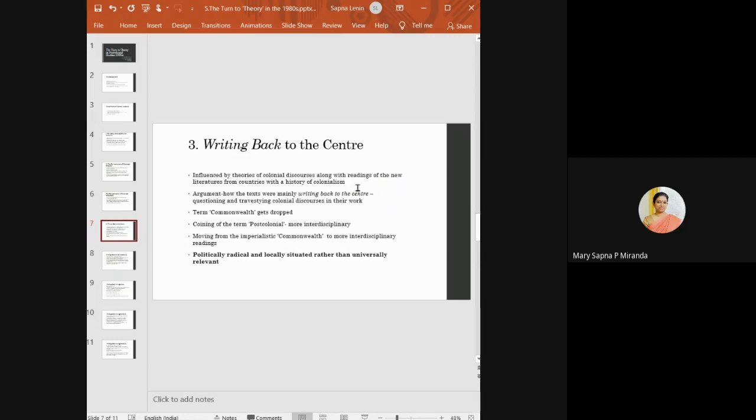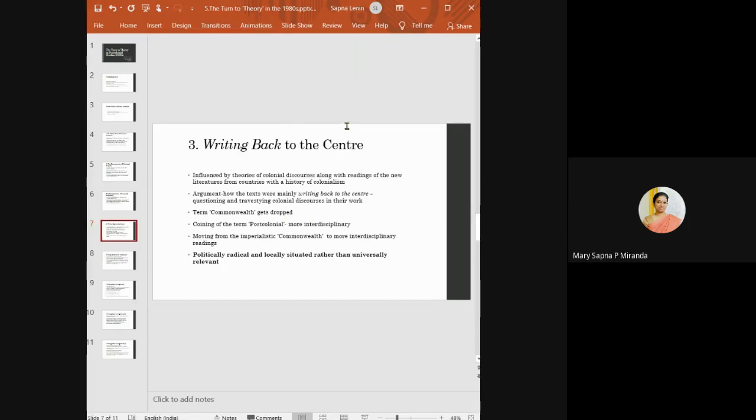Now, what is the center? The center is actually the countries that indulged in colonization. So you have centers like Great Britain, France, Portugal. These were the colonizers, right? So these literary texts from the colonized countries are voicing their unhappiness through various methods in their text, and they are writing back. It's a kind of back-answering to the center, wherein there is a questioning and travestying of colonial discourses in the work. Travestying is falsifying, so they are trying to prove false whatever the colonial discourses said. So now the term Commonwealth gets dropped, and we call it post-colonial.